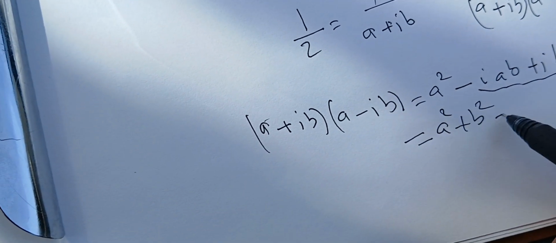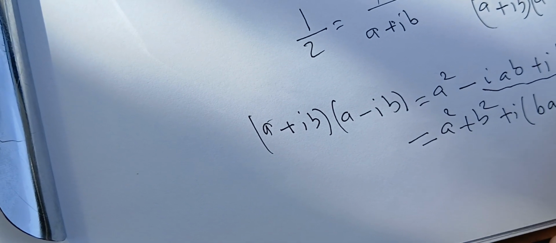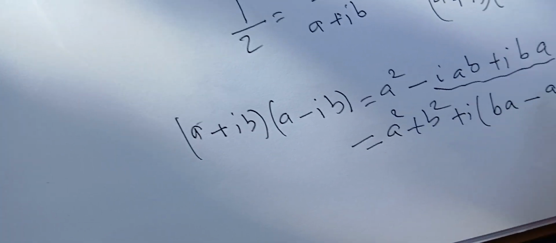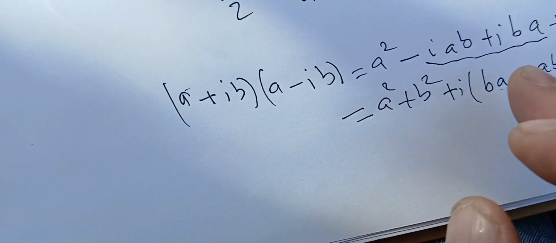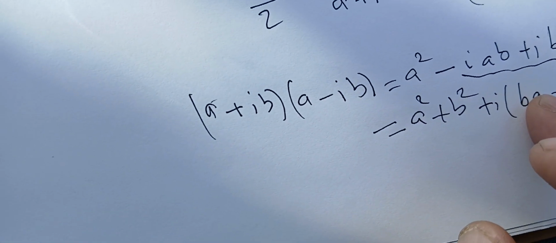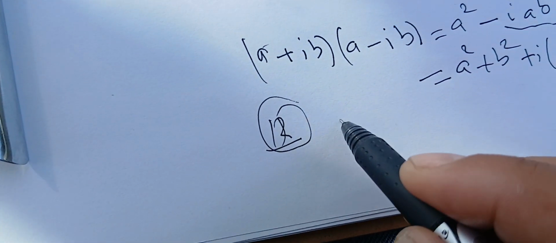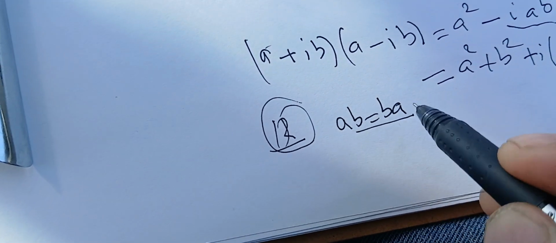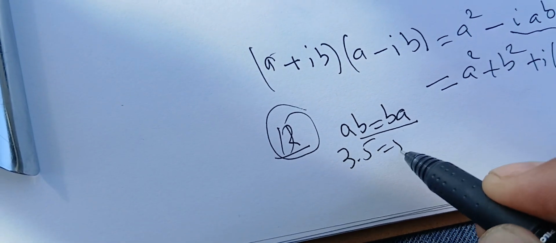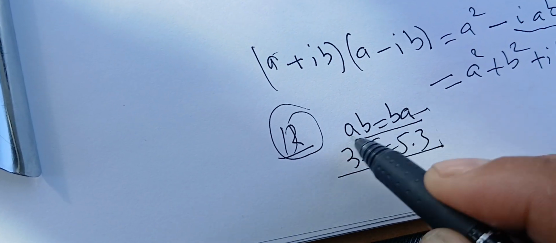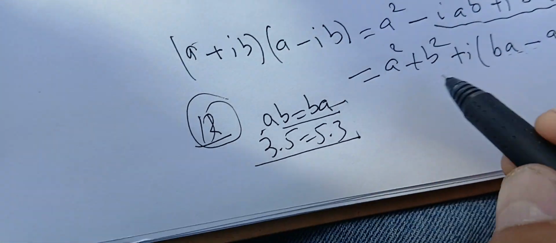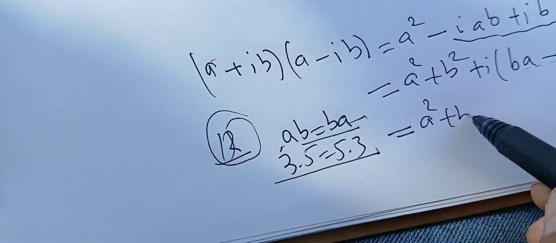Here we collect the real parts with the real parts, so it's a squared plus b squared. But for this other part, you get i times (ba minus ab). What did we say about these terms? We said that a and b are reals, and we know that R is commutative. That means ab is the same as ba. For instance, 3 times 5 is the same as 5 times 3. So that's why this one is 0, and we get only a squared plus b squared.